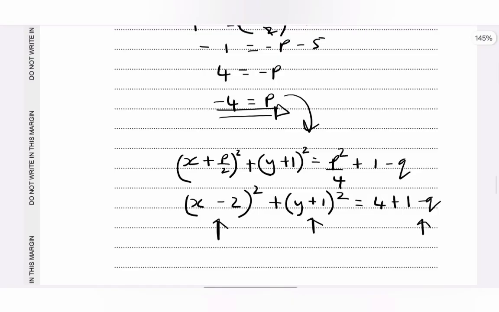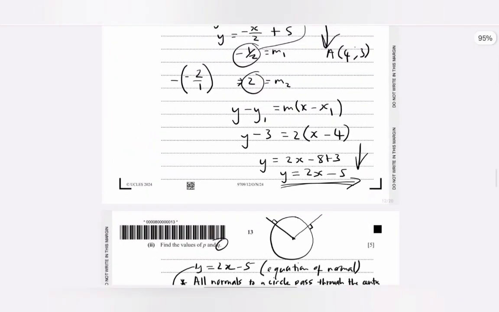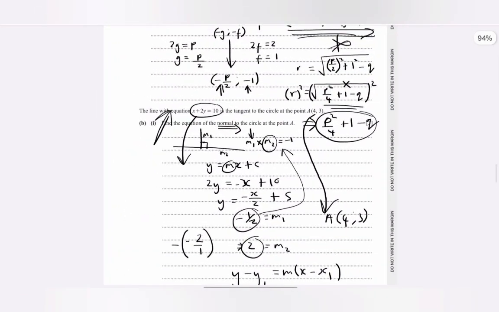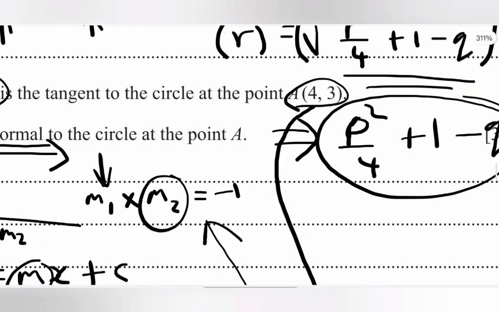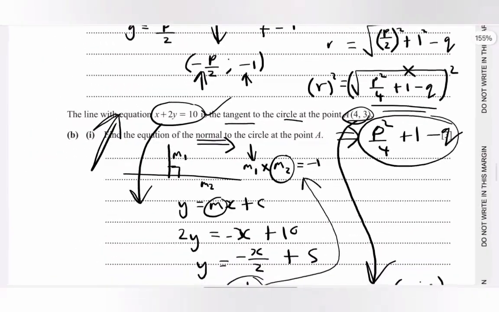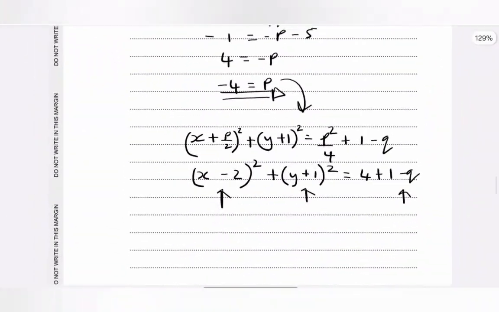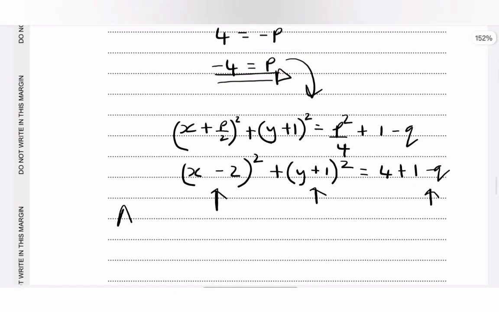And these x and y values we can get from any point on the circle. I think we're given a point on the circle. A is on the circle because we're told it's the tangent to the circle at point A, meaning this line touches the circle at point A. So point A is on the circle. We're just going to substitute 4 and 3 for x and y there. So A is (4, 3).